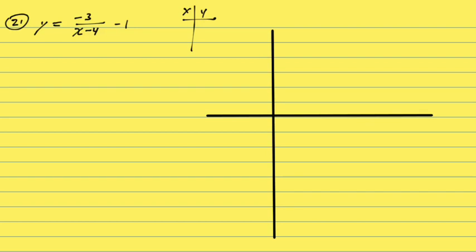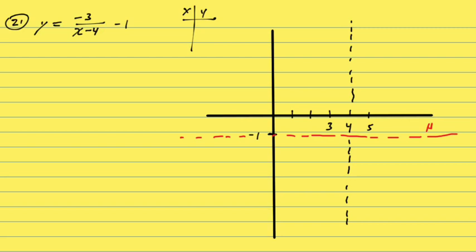What makes the bottom 0 here is 4. So that makes a vertical asymptote at 4. I need to choose to the left and the right. So I may put in a 3 and a 5. Where's the horizontal asymptote? Well, it's at negative 1 because that's the number at the end here. So you have a horizontal asymptote at negative 1. Horizontal, negative 1. Vertical would be at what? X equals 4.